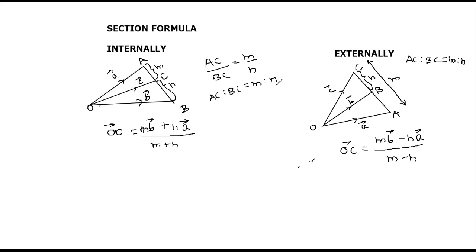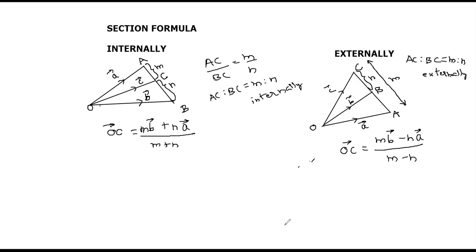In the question you will find AC is to BC written internally, and there it will be written as externally, because ratio we cannot represent by negative sign here. So internally and externally means the point is outside the line. So these are the two formulas. Now the second formula: internal, external division. This is called internal division and this is called external division.